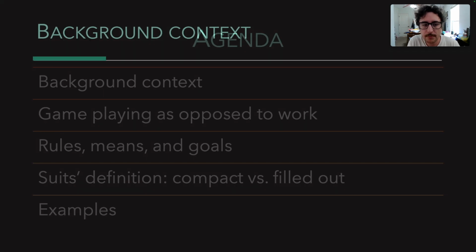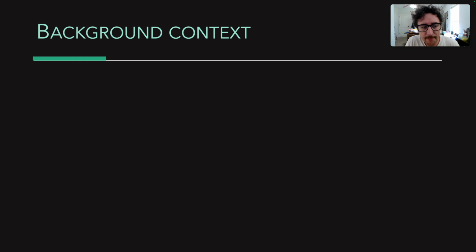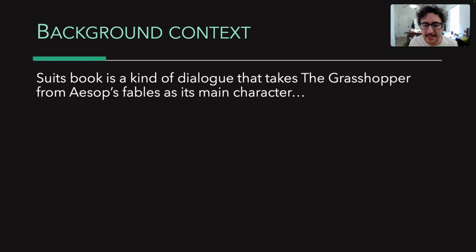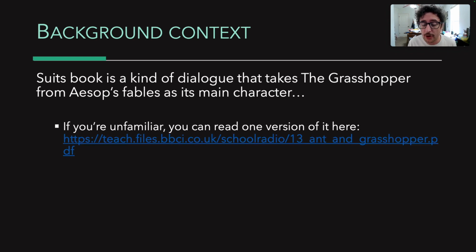So, for a little bit of background context here, Suits' book is a dialogue with this main character, the grasshopper. And this grasshopper is supposed to be the same character, the same grasshopper from Aesop's fables known as the grasshopper and the ant. If you're unfamiliar with that fable, you can read one version here at this link, or you can just Google the grasshopper and the ant, and you can find lots of different versions.